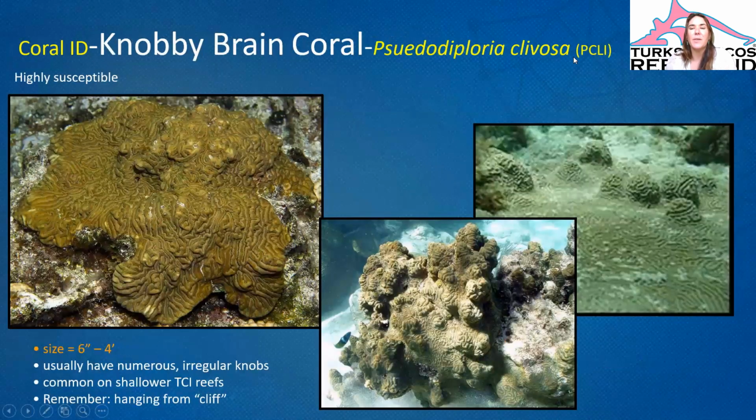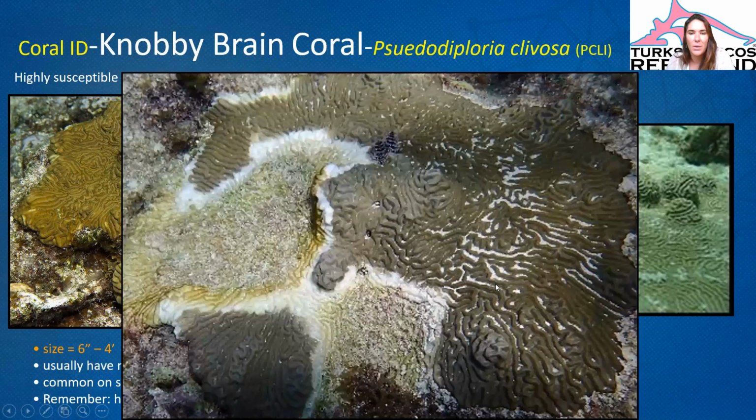The Pseudodiploria clivosa, knobby brain coral, or P-cli. Very easy to identify, usually has numerous irregular knobs, very common on the shallower reefs of the Turks and Caicos. So I've seen this more in Grand Turk than I have on necessarily Northwest Point or on the reefs of West Caicos. But again, very obvious with the brain coral pattern, and yet very irregular, knobby, can form a spreading base with different knobs kind of sticking out like on this top right photo. And there you go.